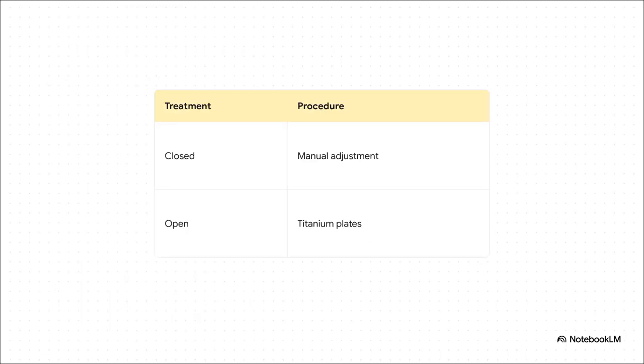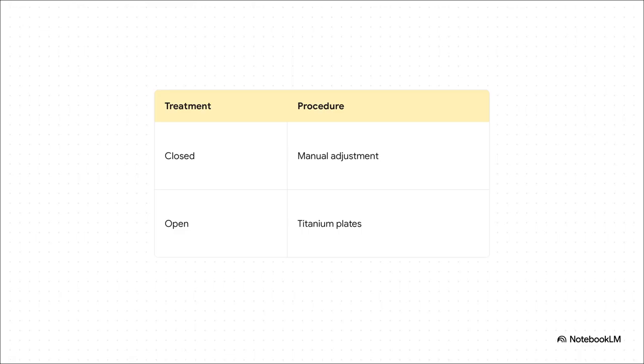When treating this, surgeons generally have to choose between closed and open treatment. Closed treatment means the site is not surgically opened. The doctor simply manipulates the bone back into place from the outside and casts it. But open treatment, that's a heavy intervention.